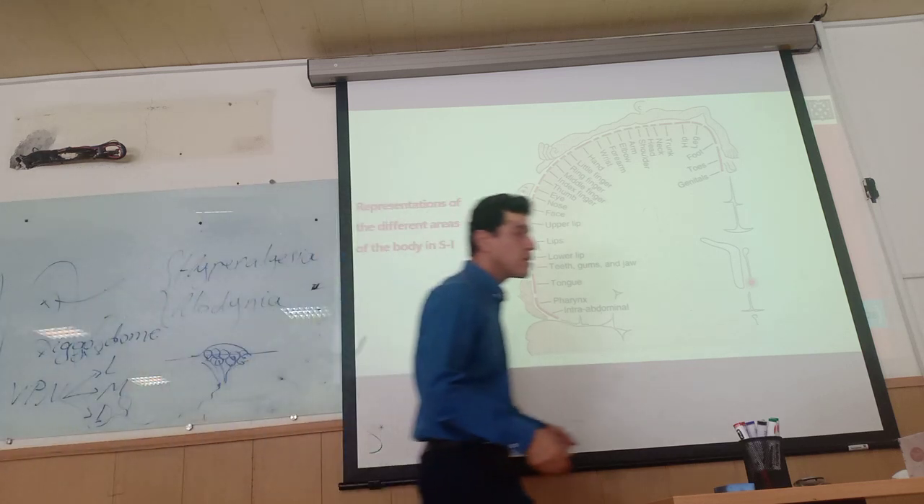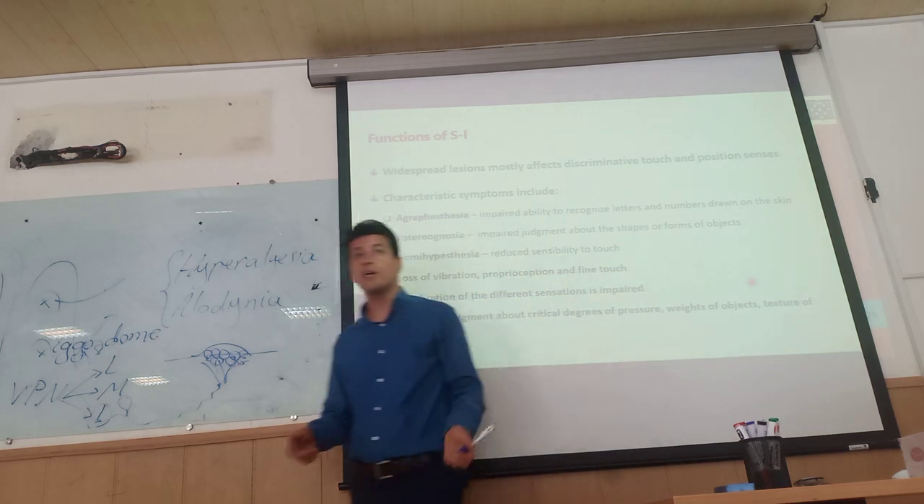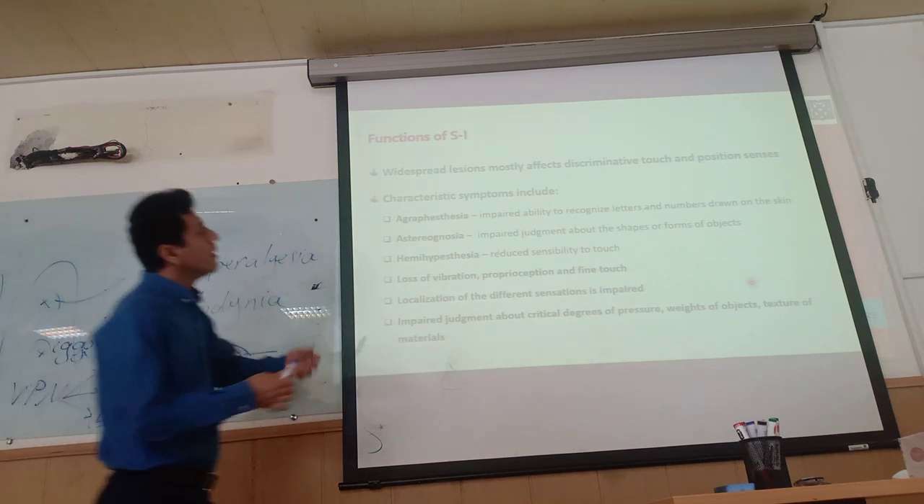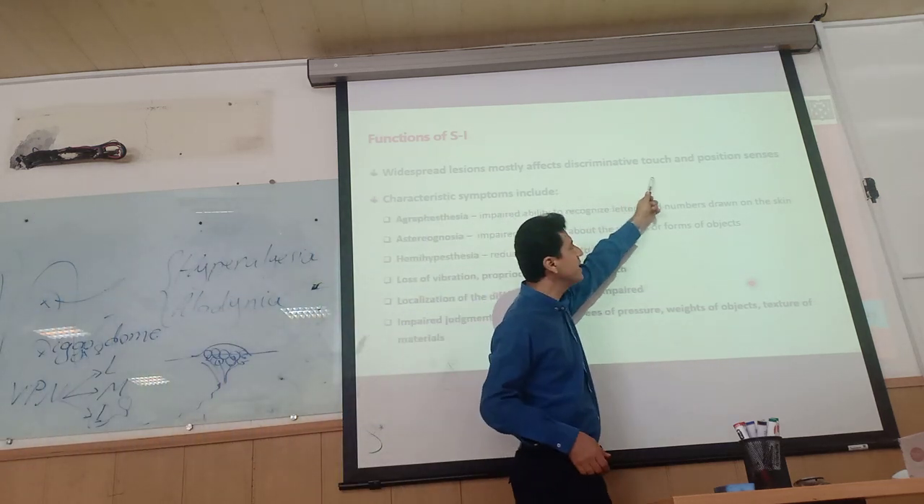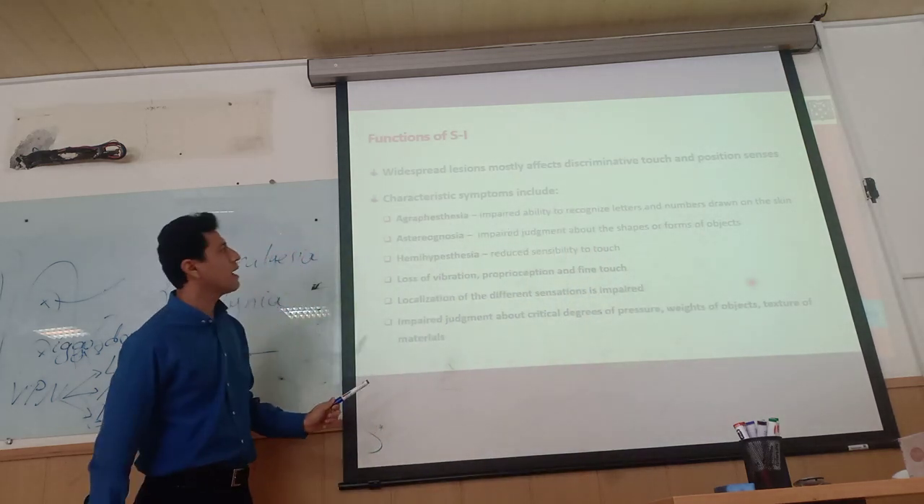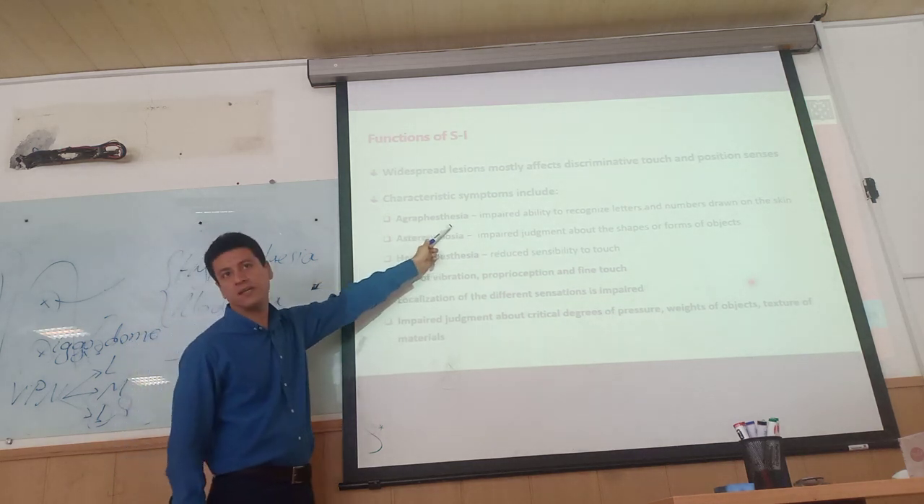Okay? So, what's the function of the cortex for touch sensation? The function is revealed when you remove it, when you remove part of the cortex. So, if you remove the somatosensory area 1, what happens? It mainly affects discriminative touch and position senses. For example, the patient may have agraphesthesia.